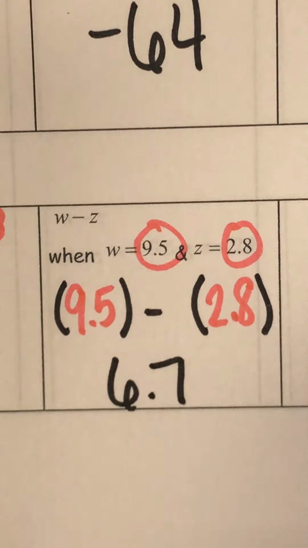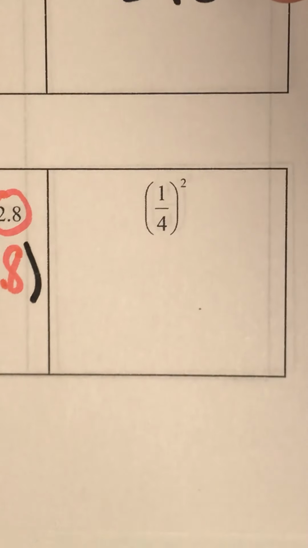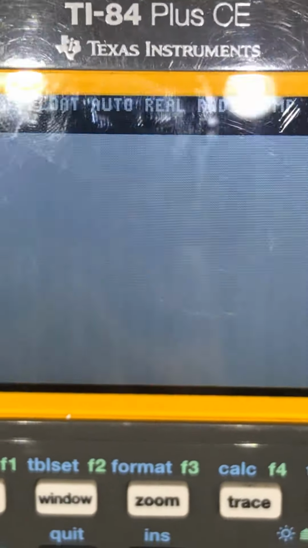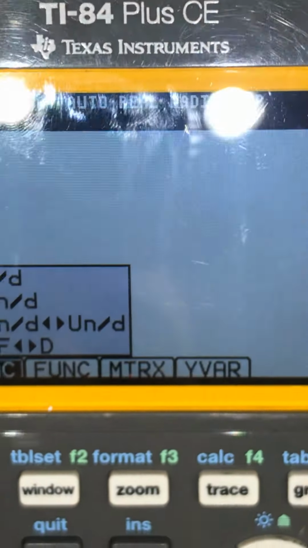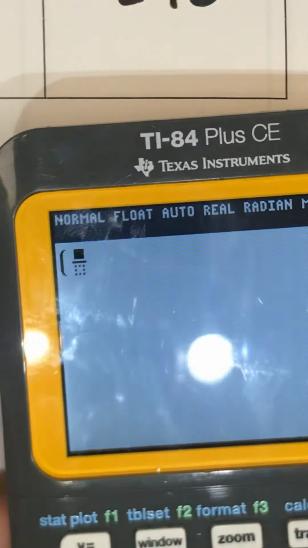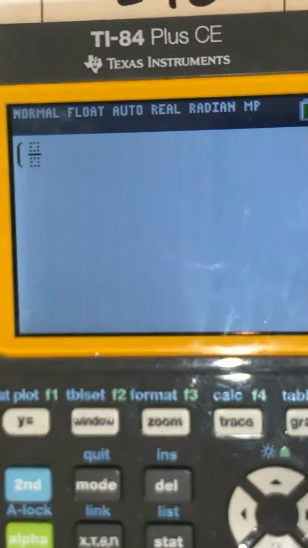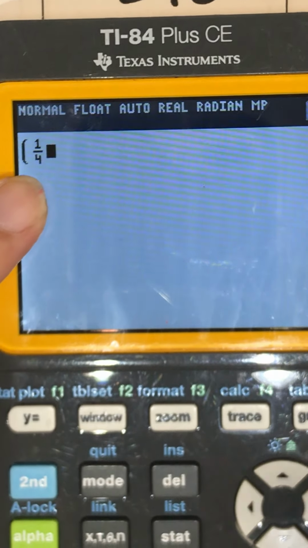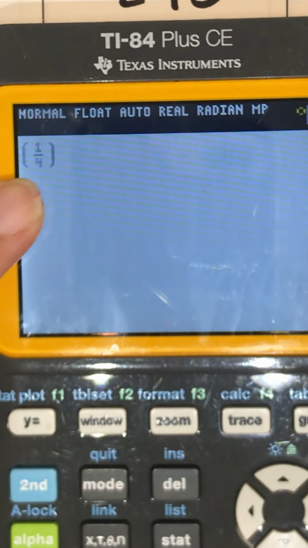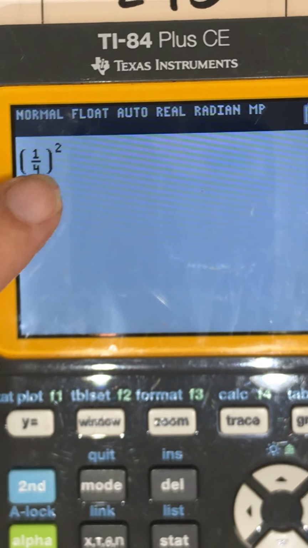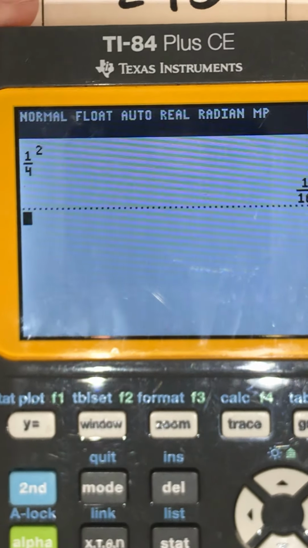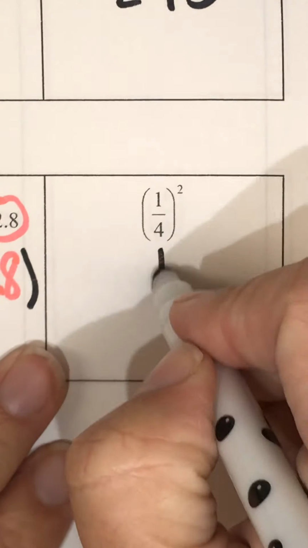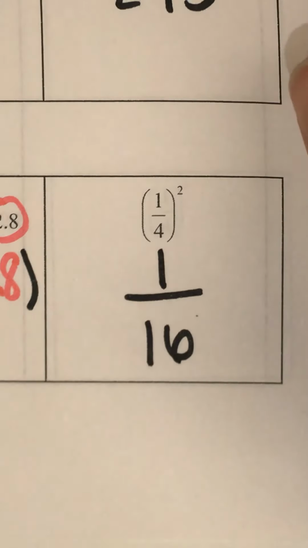Last but not least is the fraction. Now remember, it's got parentheses, so I immediately need to put a parenthesis. Parenthesis is above the 8. And then alpha, y equals 1, because it's a normal fraction. And it's 1/4, so 1, arrow down 4. I have to arrow out first, parenthesis, and then I'm going to square it. That's the fancy word for the exponent of 2, and that tells me it's 1/16. So 1 over 16 is my answer.